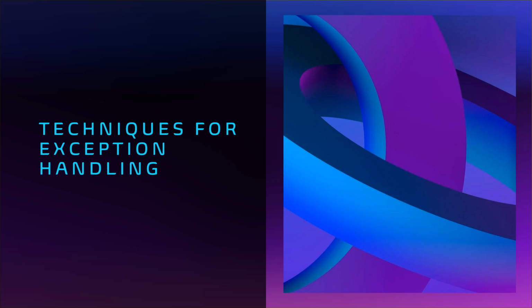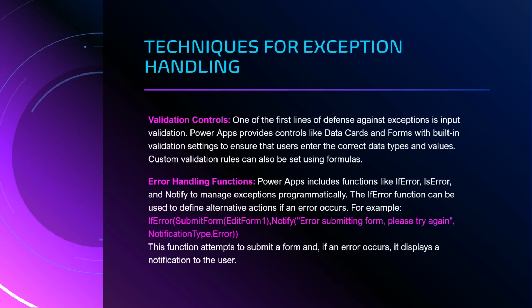What are the different techniques for handling exceptions and errors? Let's start one by one. First one is the validation control. One of the first lines of defense against exceptions is input validation, whatever input you are taking from the user. Power Apps provides controls like data cards and forms with built-in validation settings to ensure that users enter the correct data type and values. Custom validation rules can also be applied there by using formulas.